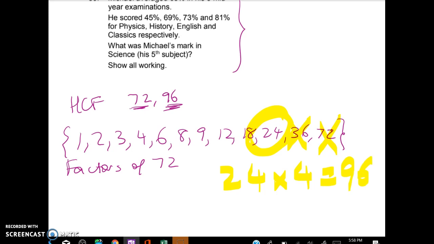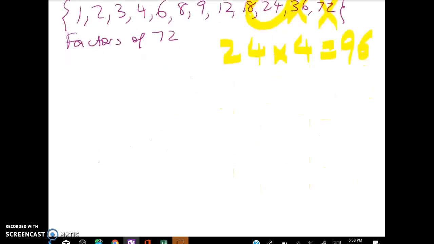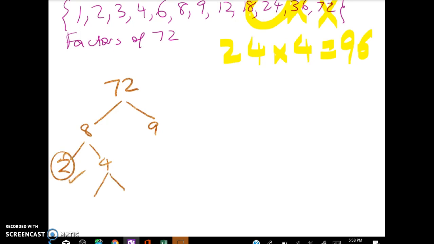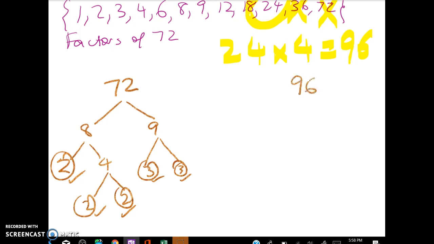But I'm going to remind you how we do highest common factor of harder ones. And we can do it using our beautiful factor trees. So 72 is equal to 8 times 9. We're going to do our prime factor thing, so we keep on going until we get to prime numbers. Circle, tick, circle, tick, circle, tick. And with 9, 9 is equal to 3 times 3. Circle, tick, circle, tick.